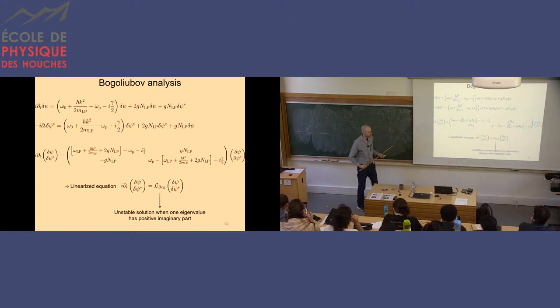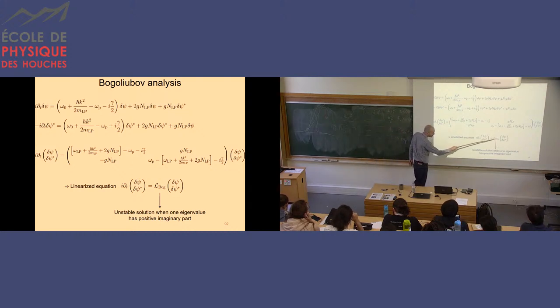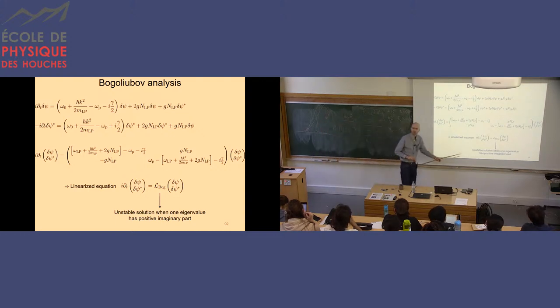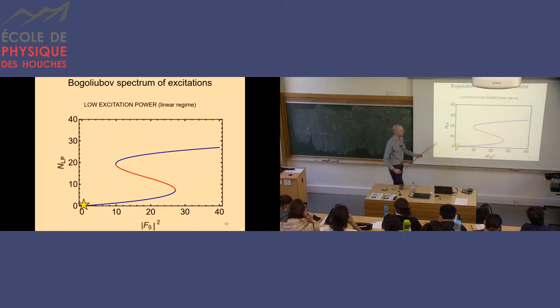Bogoliubov matrix. And so what we can conclude from this is that if some of the eigenvalues of the Bogoliubov matrix have a positive imaginary part, then we are going to diverge because we are going to have a term in exponential lambda t with lambda positive. So the solutions are going to diverge, and these are unstable solutions. Okay? So let's go back to this graph here.